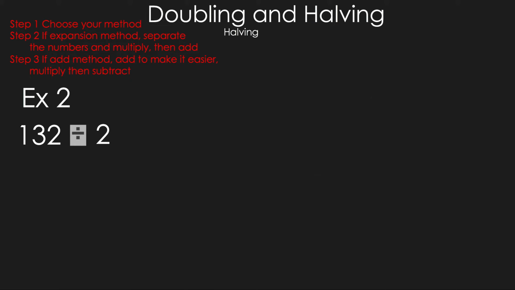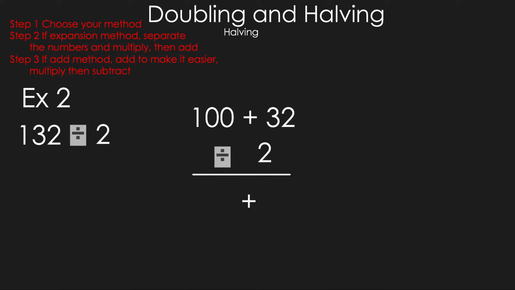Let's take a look at example 2. So if we talk about the expansion method, we separated 132. I separated it into the hundreds because anything with 100 should be easier to divide by 2. So 32 divided by 2 is 16. 100 divided by 2 is 50. Combined to 66.